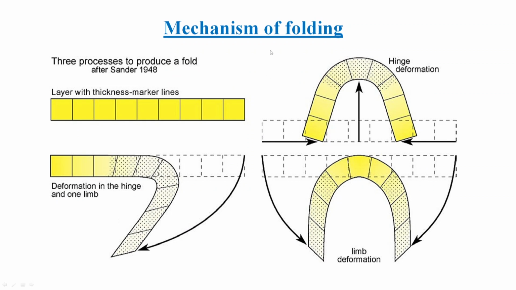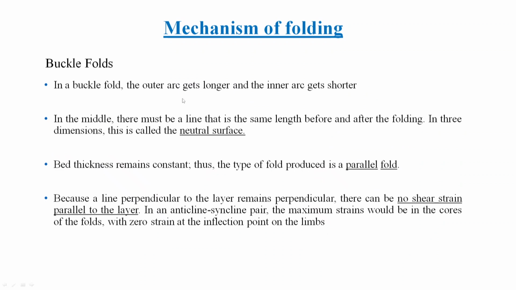There are various mechanisms of folding. Again, I'll not go into a very advanced discussion of the individual folding mechanisms, but just to have a look at it, you can fold a layer of a rock like this in these ways. You can either fold one part of it, you can fold both parts of the layer, or you can simply keep the hinge zone, or the crest zone of the fold, in static condition, and you are deforming the fold from the two sides. So there are various mechanisms. So the first one is the formation of buckle folds or buckling.